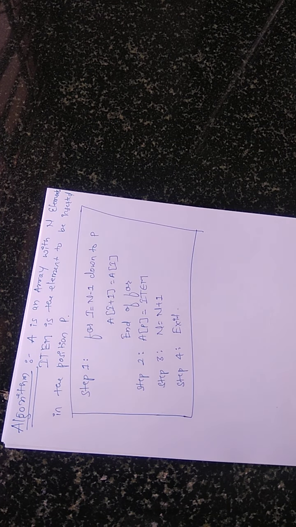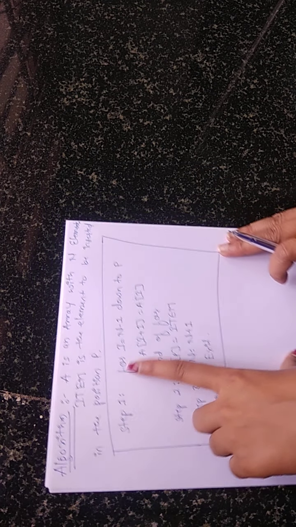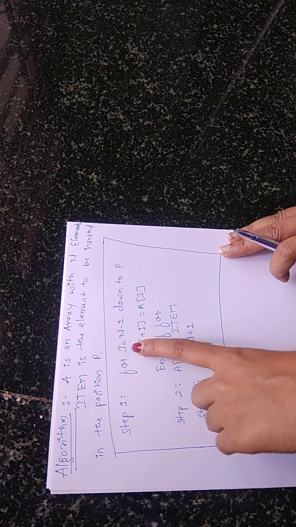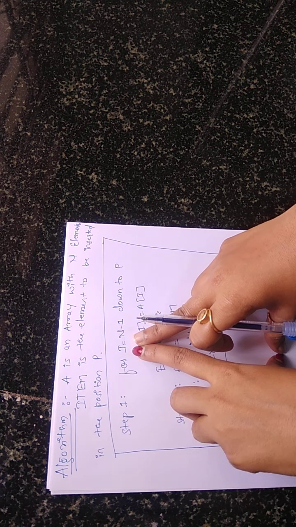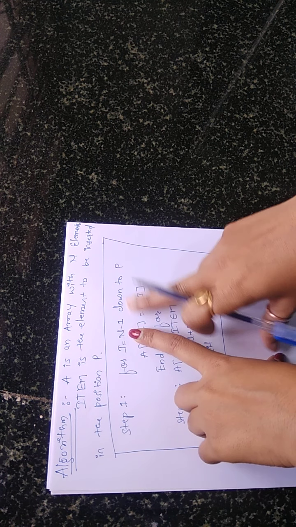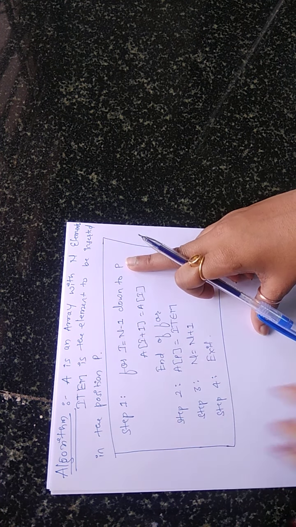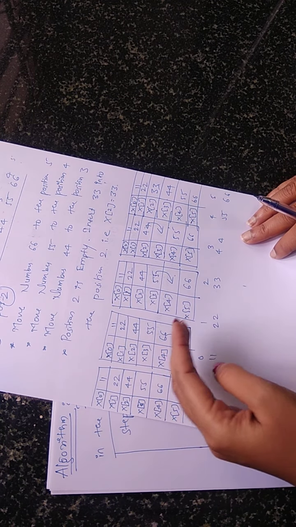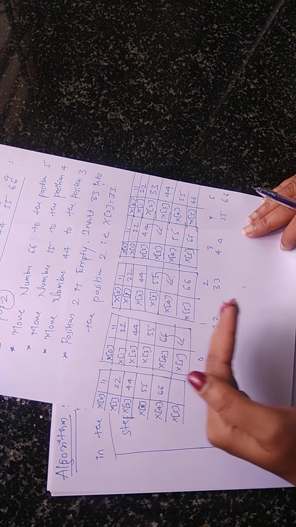What are all the 4 steps we have? Step 1 is the first for loop. I had not taken location here. We have started to use I as a counter, because you can remember here I means your counter values. Then, for I equals n minus 1 down to p, what we are doing is, as we have to shift the elements to the next higher level, we are coming down.